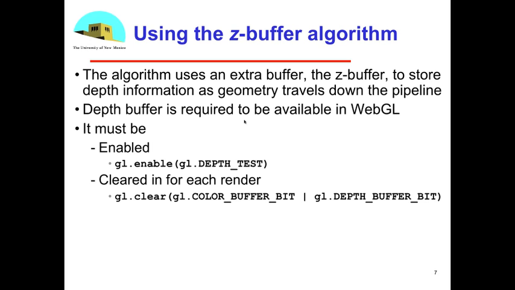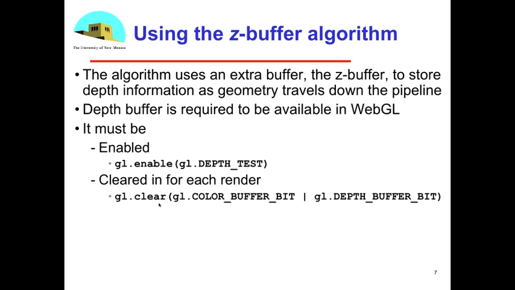Well, from the user's perspective, all you have to do is enable it, and it's called a depth test, and all you need in your initialization is gl.enable and give it the parameter gl.DEPTH_TEST. And the only other thing you have to do is clear the depth buffer each time, because each time you do another render, you want to start with that thing cleared, because the objects in an animation could be moving relative to each other in space.